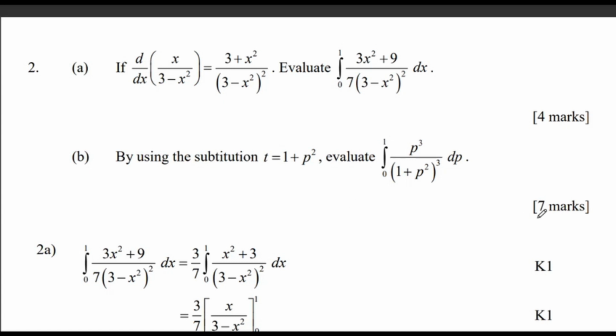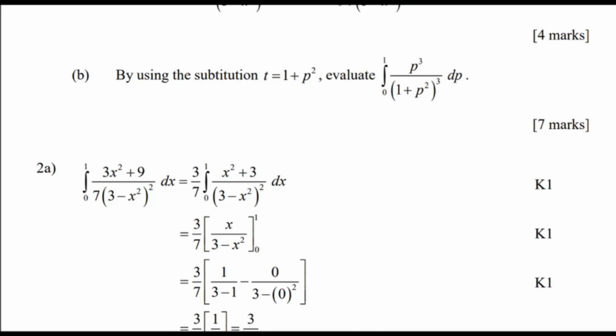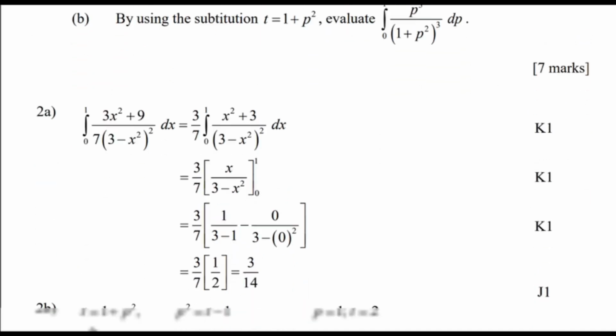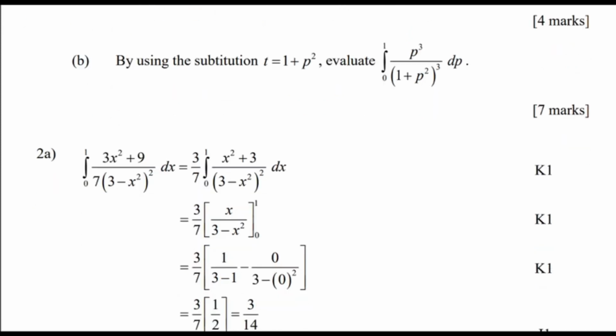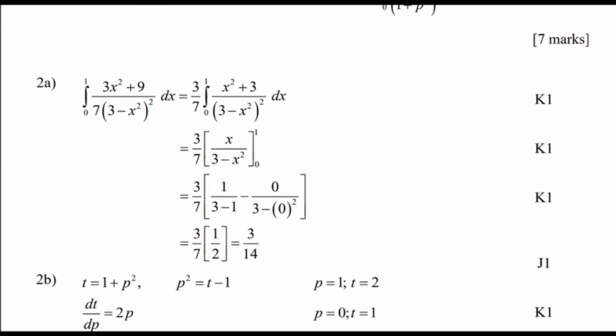Baik, bagi soalan yang pertama, okay, telah diberikan kepada awak dia punya hasil differentiation untuk x over 3 minus x square. So kita akan gunakanlah nilai tersebut. Alright. So untuk evaluate the integration 3x square plus 9. Baik, yang pertama adalah kita factorizekan 3 dan 9 ni ke depan dengan faktor 3. Okay. Right, so that's why 3 over 7 is in front, and then we have integration x square plus 3 over 3 minus x square dx.